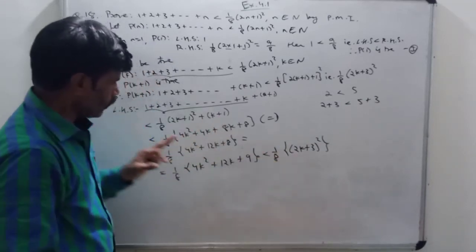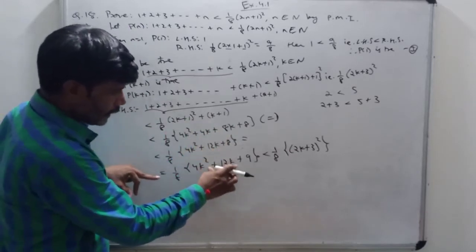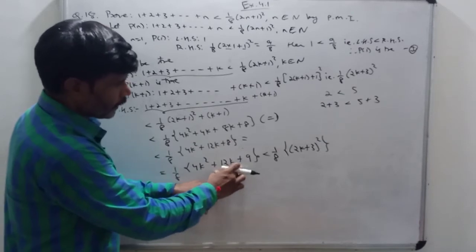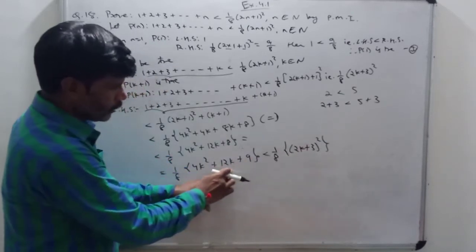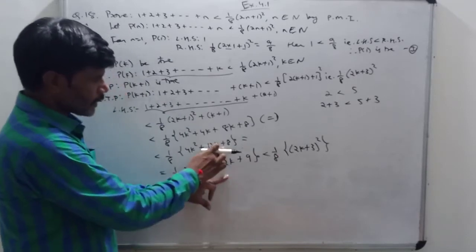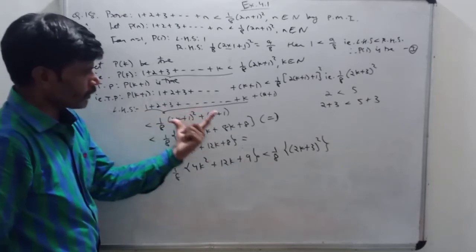Okay. So now actually what happens? This is equal to this. This is equal to this. And this is less than this. Okay. And this is equal to this. So this term is equal to this term, but this term is less than this term, these two terms. So finally overall, this will be less than this.